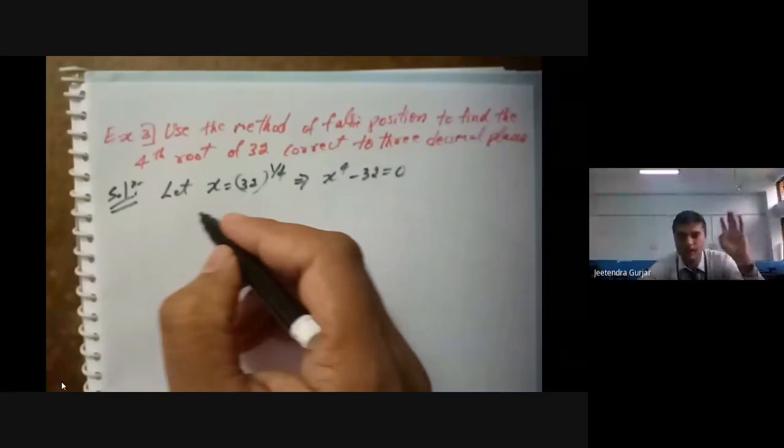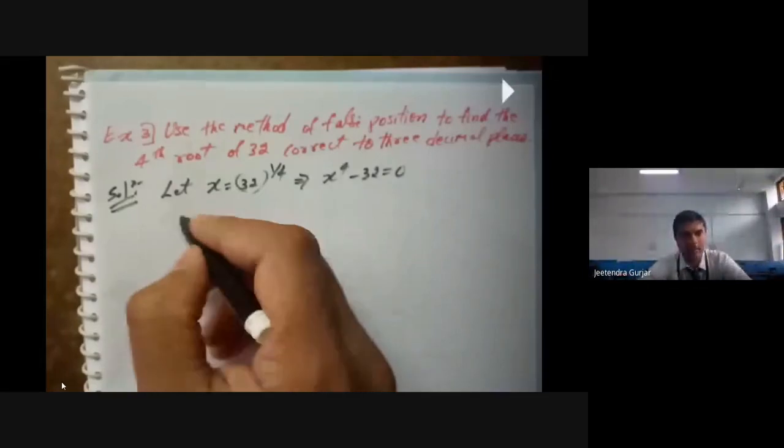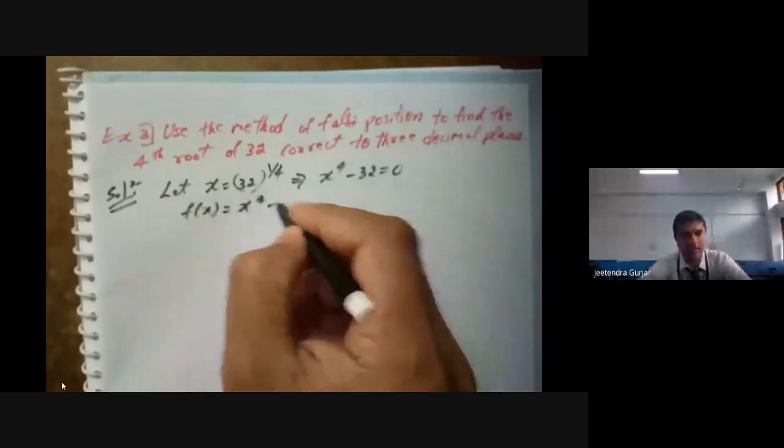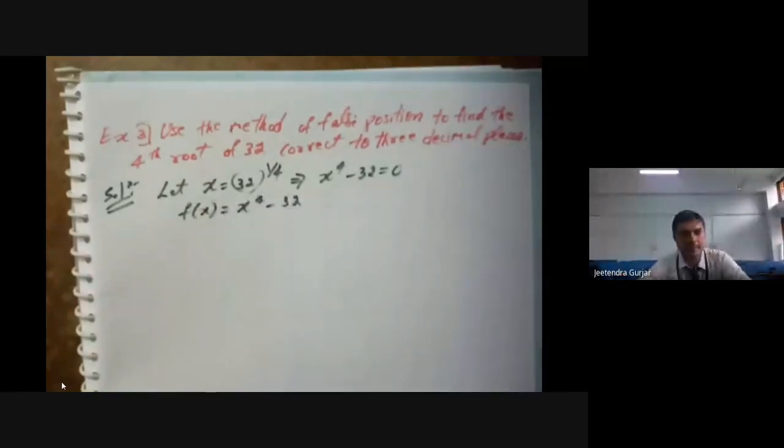Now this is how the trick will start. From the examination point of view, such questions will come. That is what I tell you. First you have to understand what is given. Then immediately write f of x. So what is f of x we get here? It is x raised to 4 minus 32.